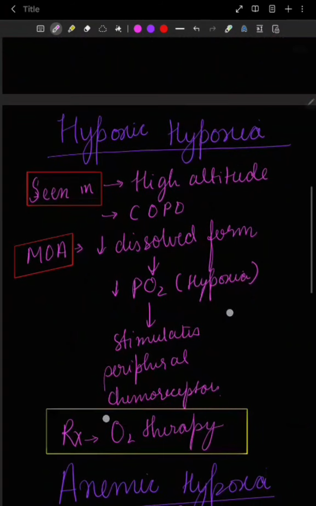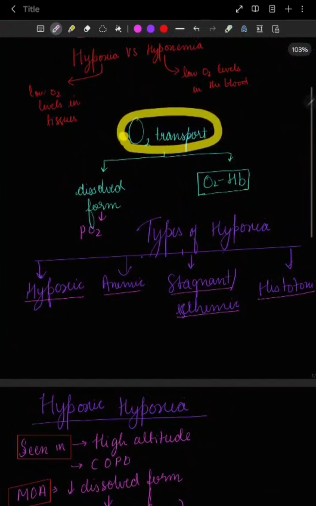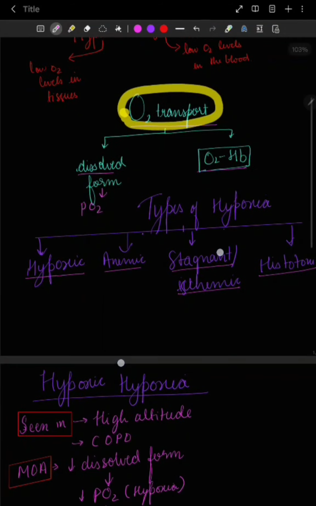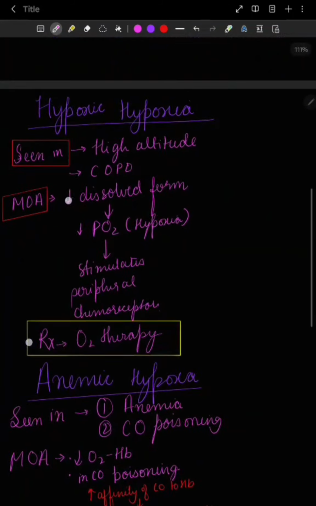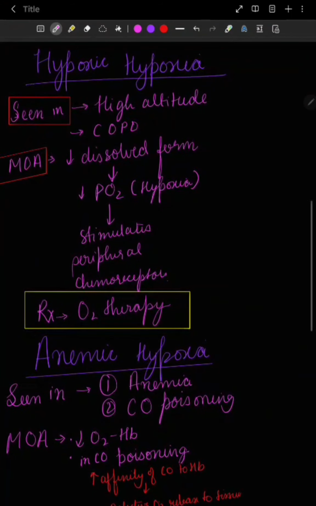Okay, so what is the mechanism of action? At high altitude, there is decreased dissolved form of oxygen. So we have already read that oxygen transport occurs by 2 forms: dissolved form as well as oxygen combined with hemoglobin. So when this dissolved form is decreased in our body, it causes a decrease in PO2. So our peripheral chemoreceptors get stimulated.